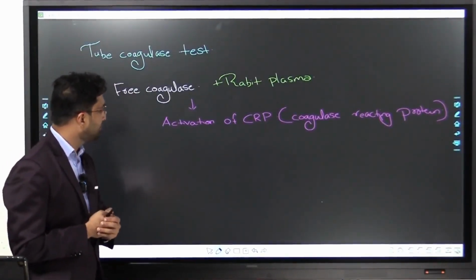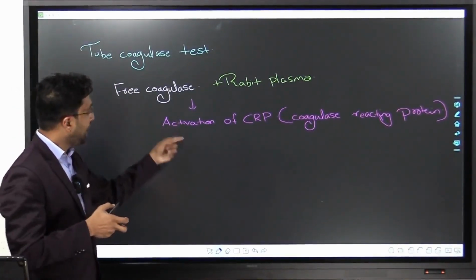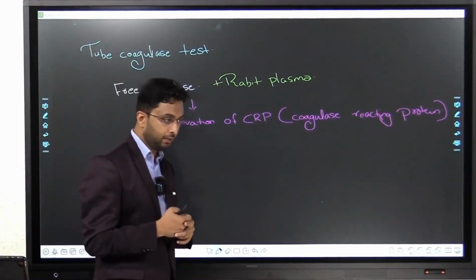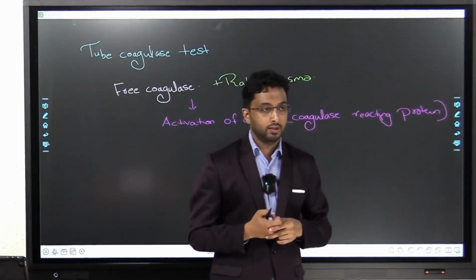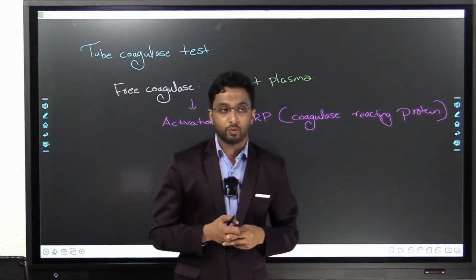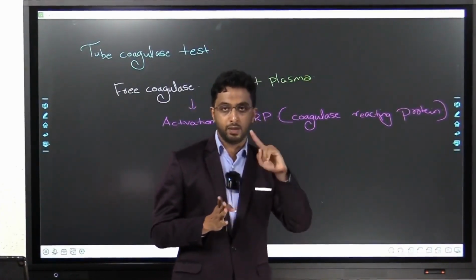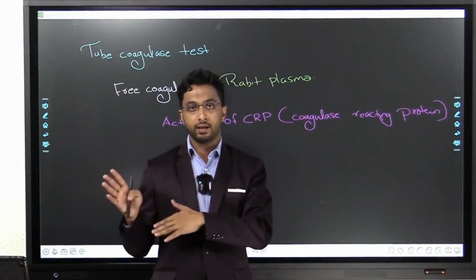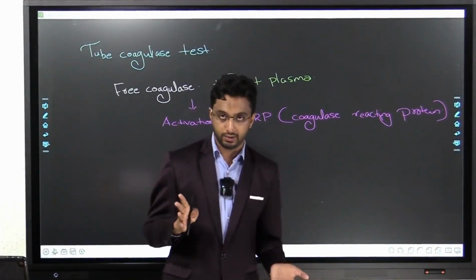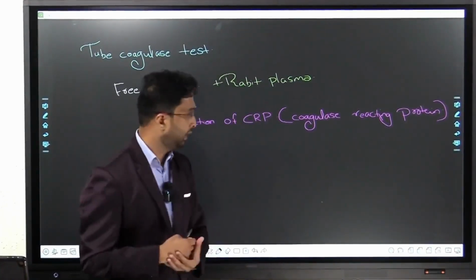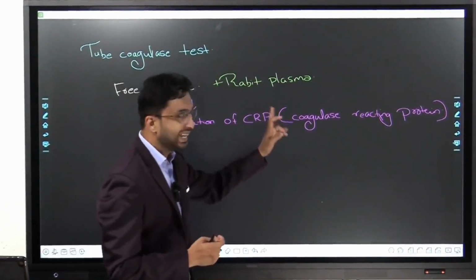So what happens is that this mixing will activate CRP. What is CRP? C-reactive protein? No, it is not C-reactive protein. C-reactive protein is also CRP, but this CRP is something different. The CRP we have been knowing, C-reactive protein, is an inflammatory mediator, which is important in COVID as well. This is coagulase reacting protein.